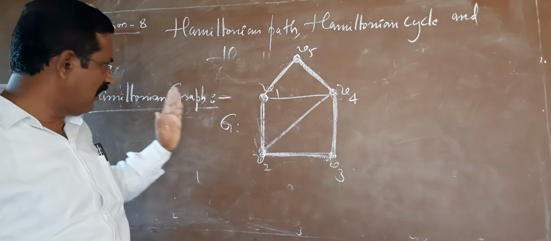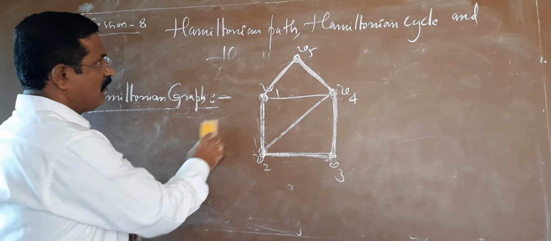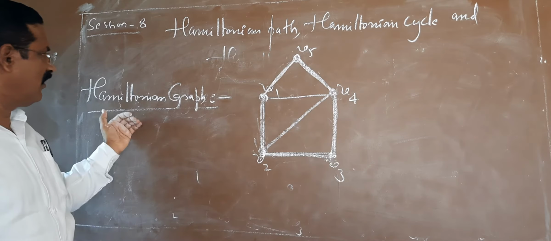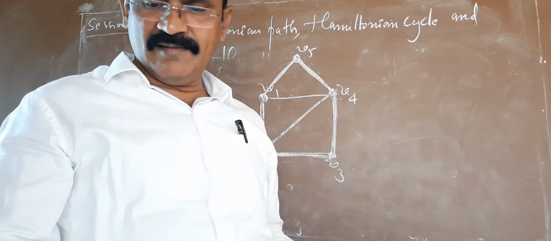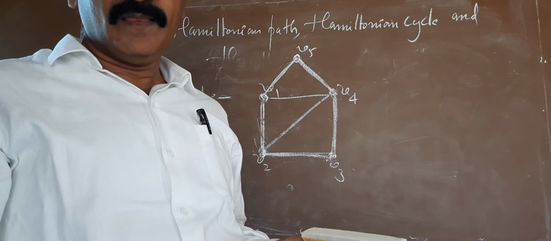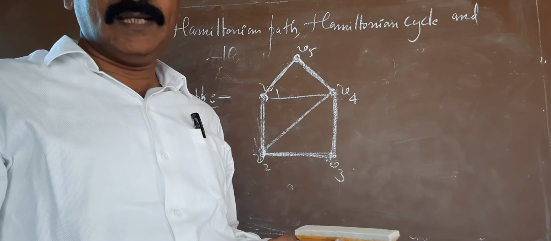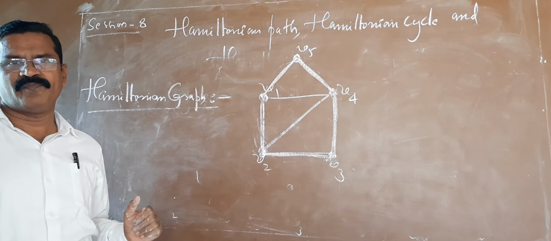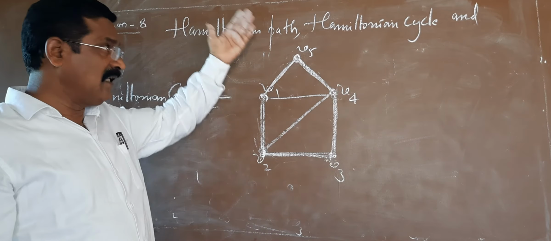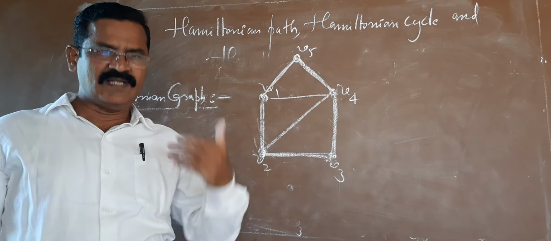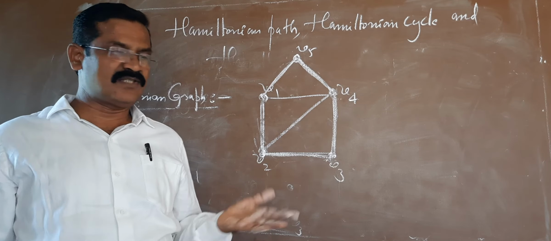Any graph which contains a Hamiltonian cycle is called a Hamiltonian graph. I think you have followed the concept of Hamiltonian path, Hamiltonian cycle, and any graph which contains a Hamiltonian cycle is called a Hamiltonian graph. So this is another important concept, as we have discussed about Eulerian. And a Hamiltonian graph, if you observe properly, is again a connected graph. As an Eulerian graph is also connected, similarly a Hamiltonian graph is also connected because it contains a cycle. When it contains a cycle, obviously it is a connected graph. So this is one observation.